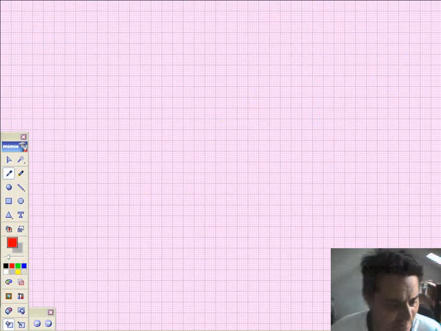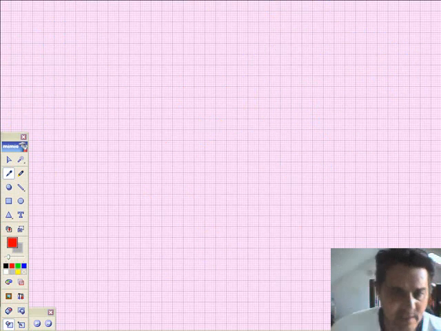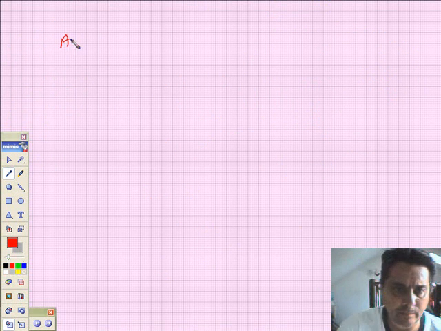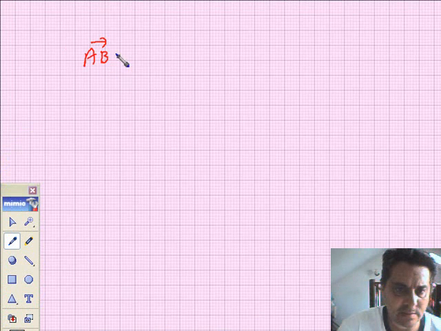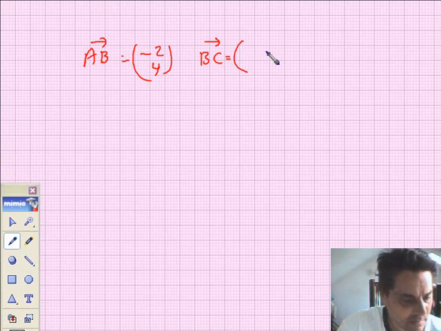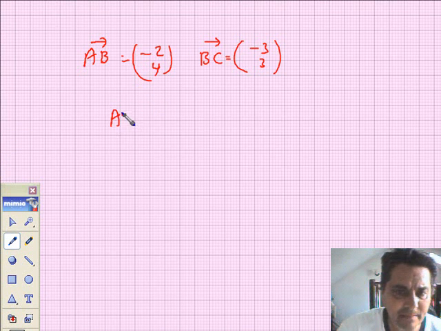This is question 8 on page 282. It says vector AB is given by minus 2, 4, and vector BC is given by minus 3, 3. Just close it off like that. I've got to draw a vector diagram of AB plus 2 lots of BC.